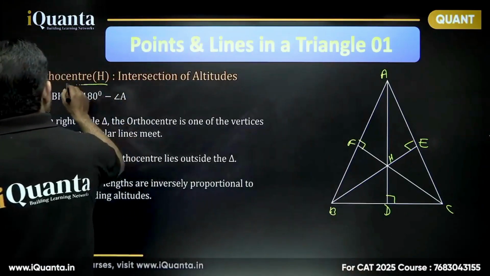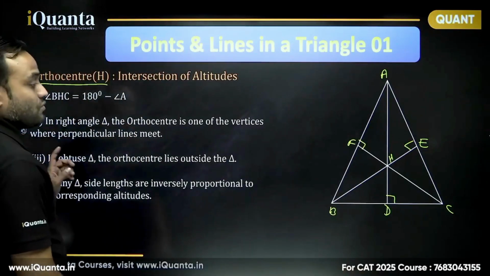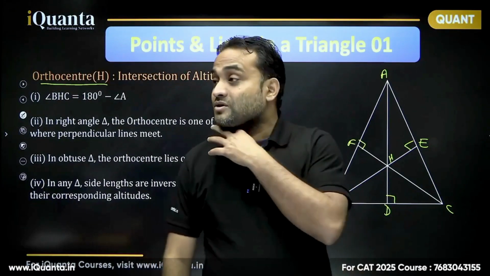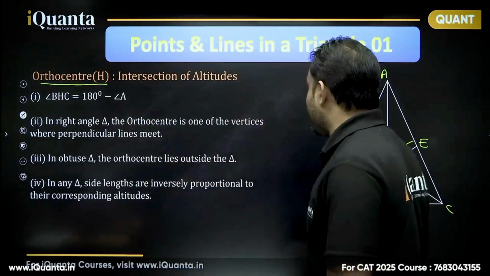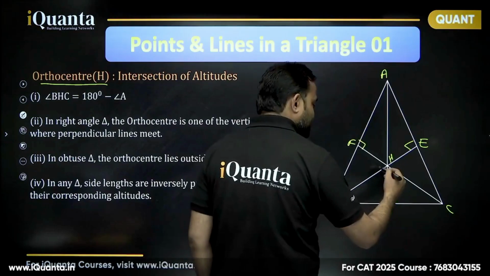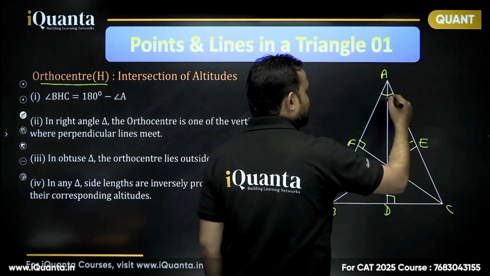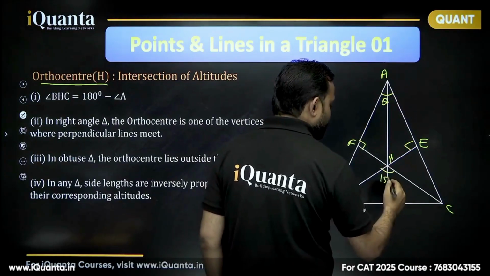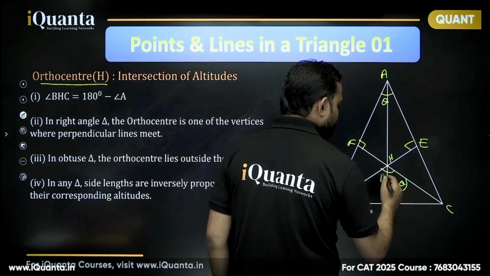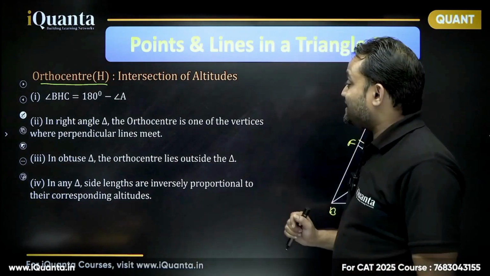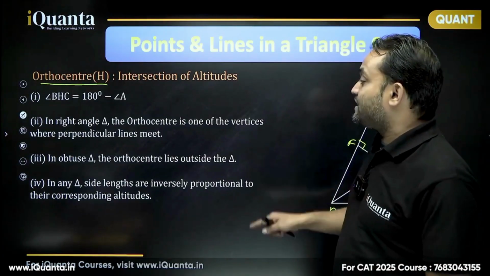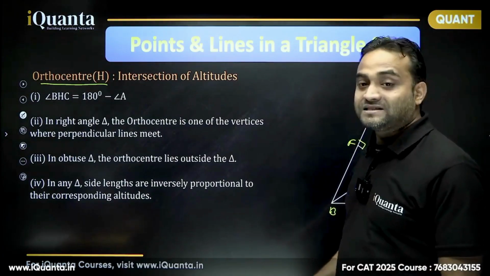H is known as orthocenter. Now, what else do we know about altitudes? So one thing, angle BHC is equal to 180 degree minus angle A. BHC, this angle. If this angle A is theta, this will be 180 degree minus theta. Okay. Next, in right angle triangle, the orthocenter is one of the vertices where perpendicular lines meet.